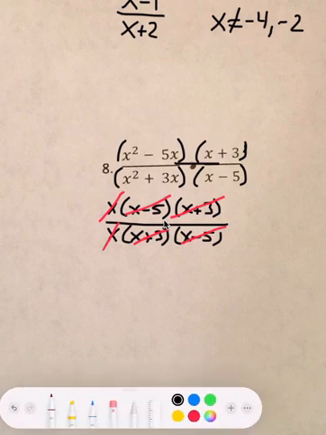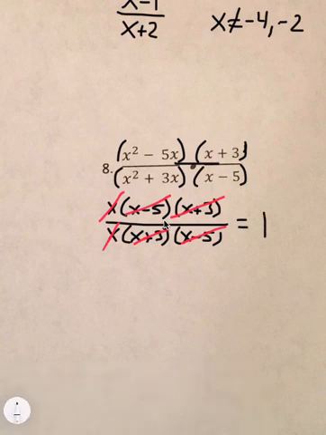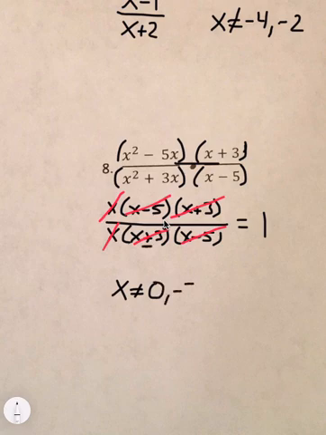Now here's the big question. If everything crosses out, what do you get? I hope you didn't say 0. 1. Anything divided by itself is 1. So that's our answer, and then our restrictions would be x can't be 0, x can't be negative 3, and x can't be 5.